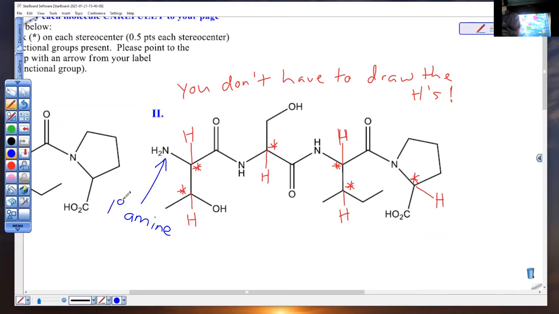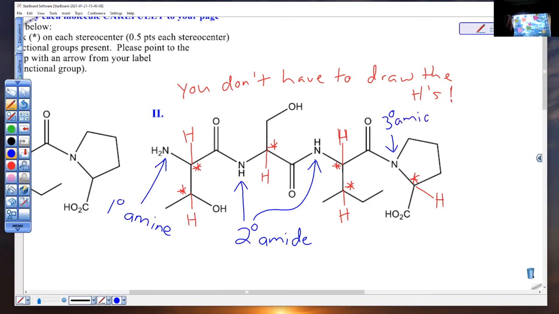These nitrogens are both the same functional group. You can save yourself a little time. And they're both nitrogens with 2 bonds to carbon, secondary. Don't write amine. When one of the carbons is a carbonyl, you write amide. We have another amide here, but the nitrogen has 3 bonds to carbon. It's a tertiary amide.